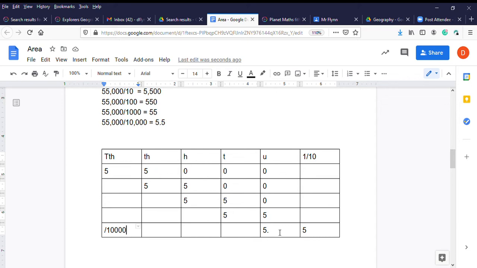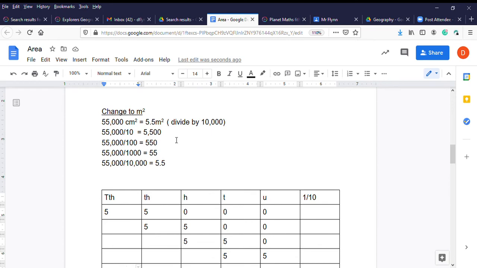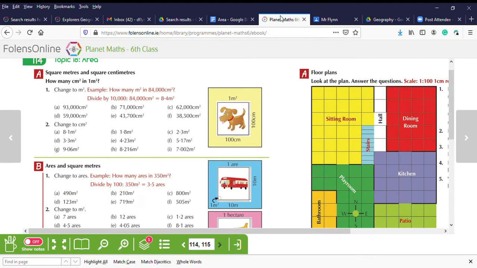That's why it's in the units column. And then this 5 here, 1, 2, 3, 4. That's why it's in the tenths column. So 55,000 divided by 10,000 is 5.5. And I have those questions and answers written out here as well. And hopefully the combination of this notation board and these questions will make it easier for you to work on the questions in Planet Maths Today, page 114A.